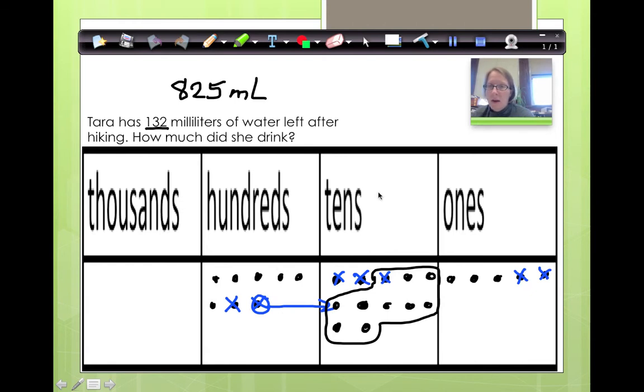So how many ones do I have? I have 3 ones. How many tens? 1, 2, 3, 4, 5, 6, 7, 8, 9. 9 tens. How many hundreds? 1, 2, 3, 4, 5, 6. So, how many milliliters did she drink? She drank 693 milliliters. Let's write that.